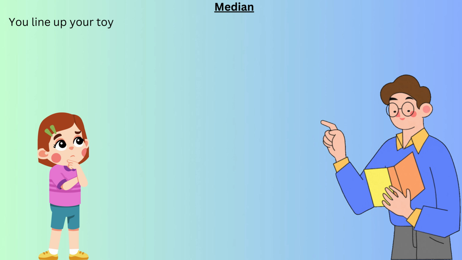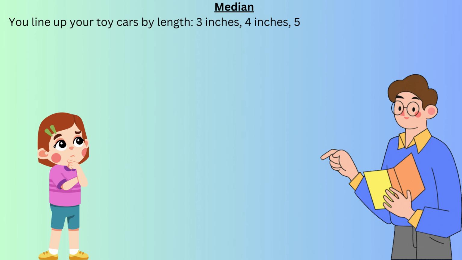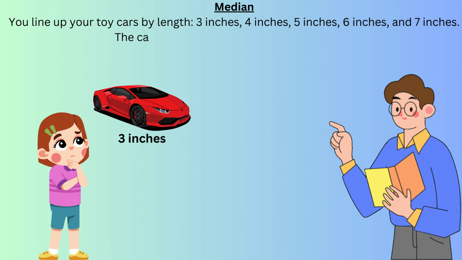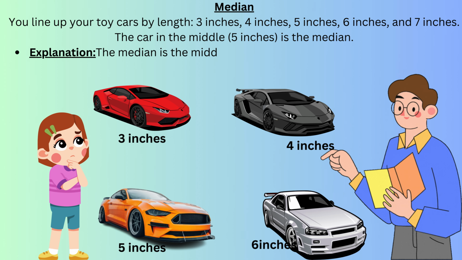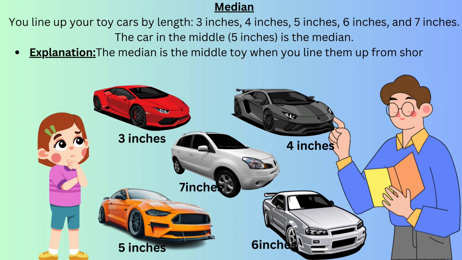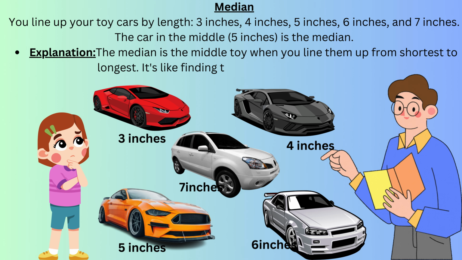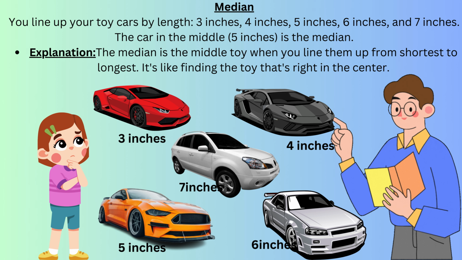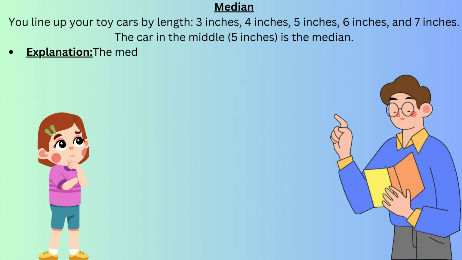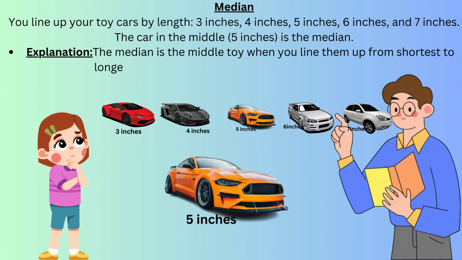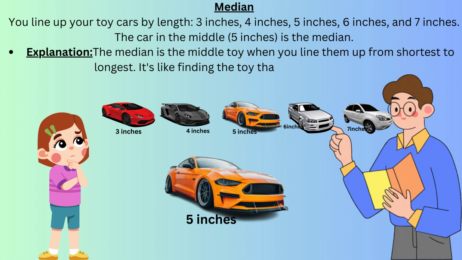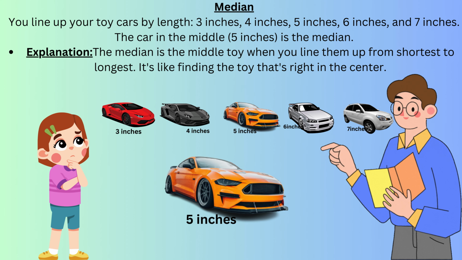Median. You line up your toy cars by length: 3 inches, 4 inches, 5 inches, 6 inches, and 7 inches. The car in the middle, 5 inches, is the median. Explanation: the median is the middle toy when you line them up from shortest to longest. It's like finding the toy that's right in the center.